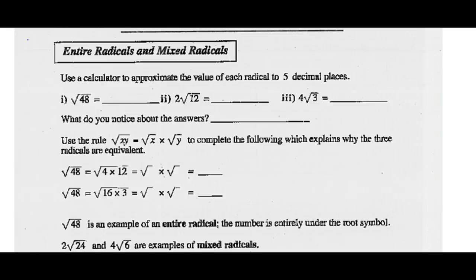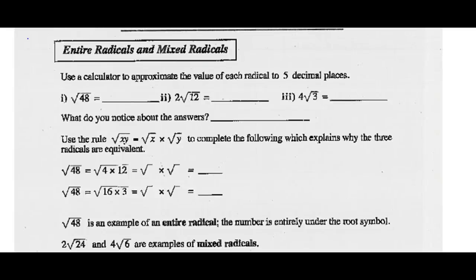Let's have a look at entire radicals and mixed radicals. Use a calculator to approximate the value of each radical to 5 decimal places. So grab your calculator and do that to 5 decimal places. Write them in. There you go. You haven't got a calculator?